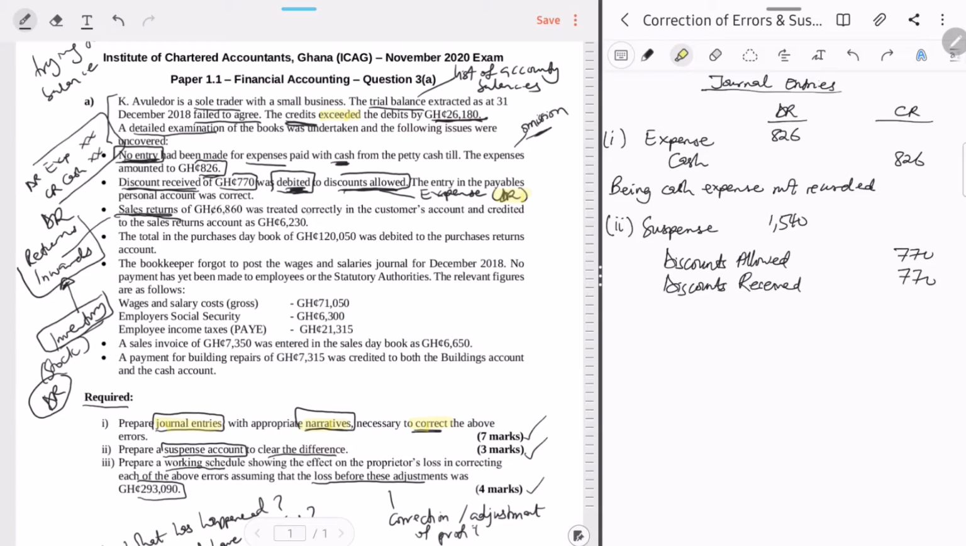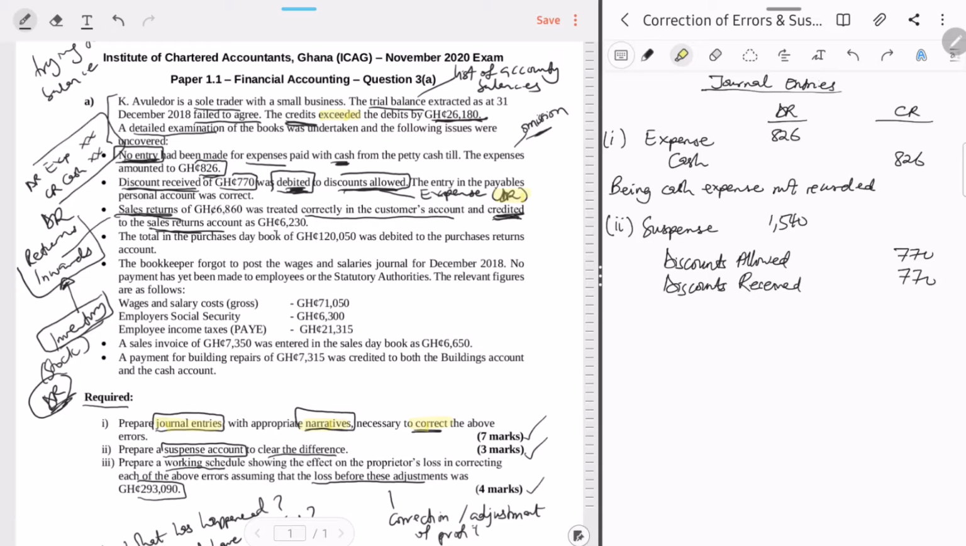They said it was treated correctly in the customer's account. So it means on the customer's side, from the customer's perspective, they did the right thing. But it was credited to the sales returns account. Remember, I told you that it should have been what? Debited. So even here, the examiner is giving you a clue that the credit is the wrong entry. They're trying to tell you that, listen, it should be a debit. I hope you're hearing me. It should be a debit, right? But if you don't read carefully, you might not pick the clue up. So they're telling you that it was credited to the sales returns account instead, right?